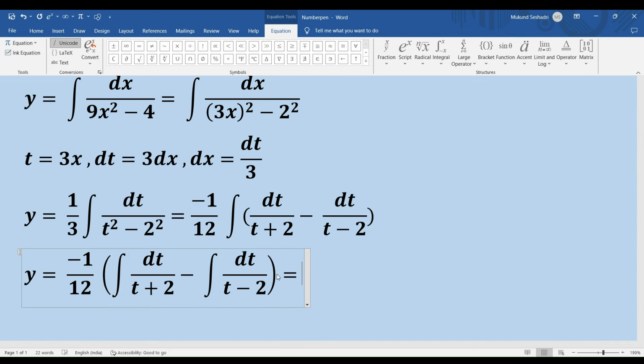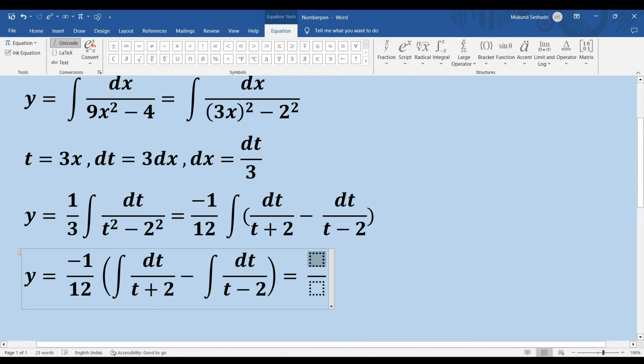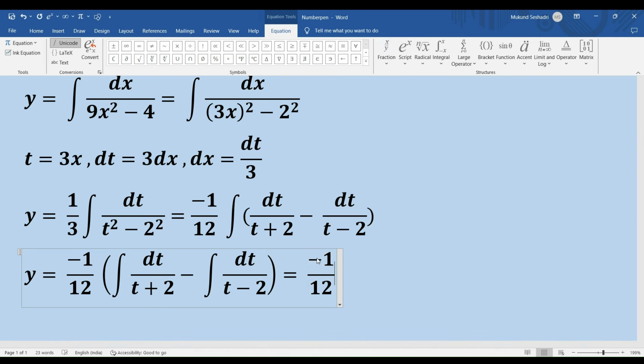Now, this is not very difficult for us because we know that integral of dt by t plus 2 is nothing but a ln of mod of t plus 2, and then integral of dt by t minus 2 is nothing but a ln of mod of t minus 2, right? And what we are left with is minus 1 by 12 outside of the integral, so please do not forget that. So I will have a minus 1 by 12 times ln of mod of t plus 2 as my part 1, and my part 2 is ln of mod of t minus 2, right? So I have my constant here.